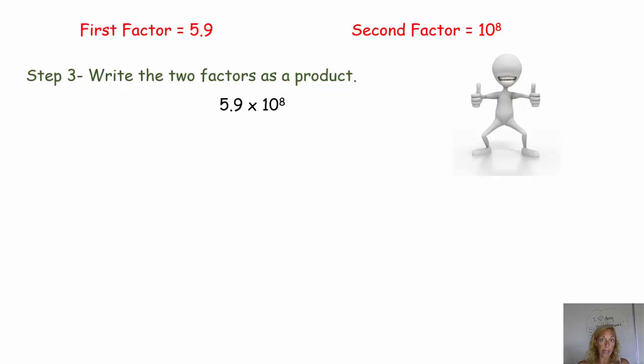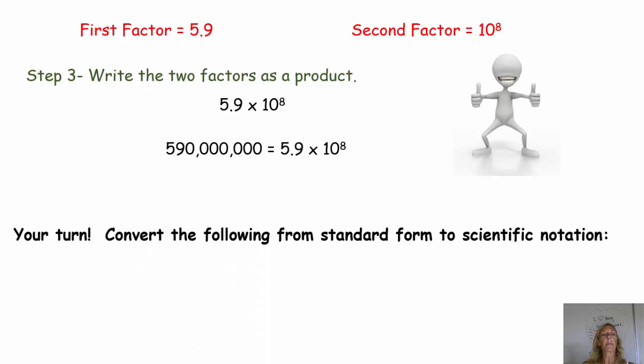Now, if you have a handy-dandy calculator with you, you can go ahead and try that on your calculator and see if you get back to the original number. I guarantee you do. So there it is. 590 million is really 5.9 times 10 to the 8th power.